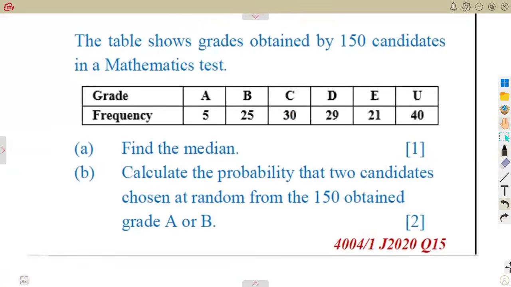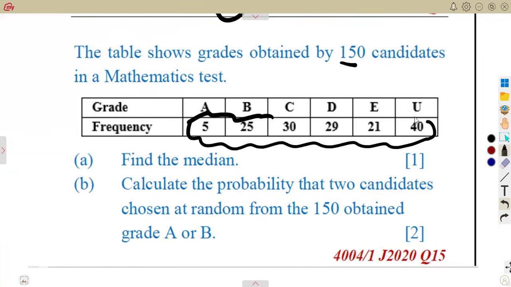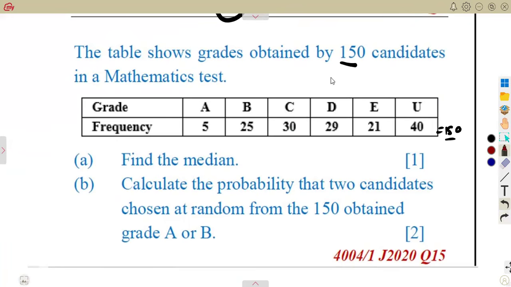All right, let's see another typical exam question. Remember, we talked about the frequency table. They were given a frequency table. The table shows grades obtained by 150 candidates. They already told you the total frequency is 150. If you add these numbers, you must obtain 150. And the question was, find the median.